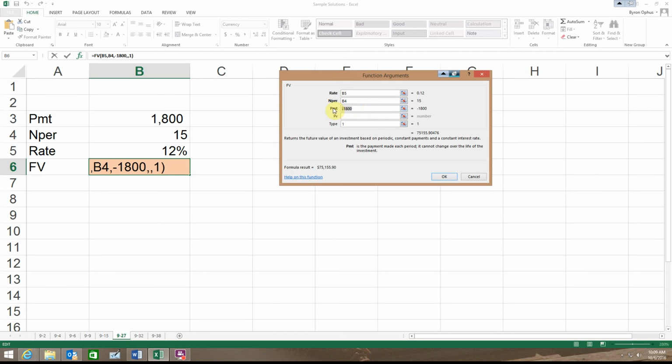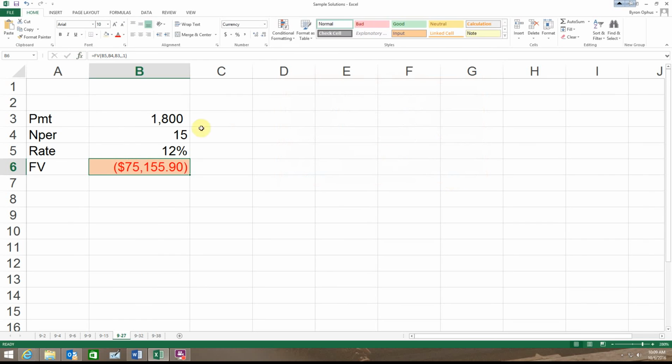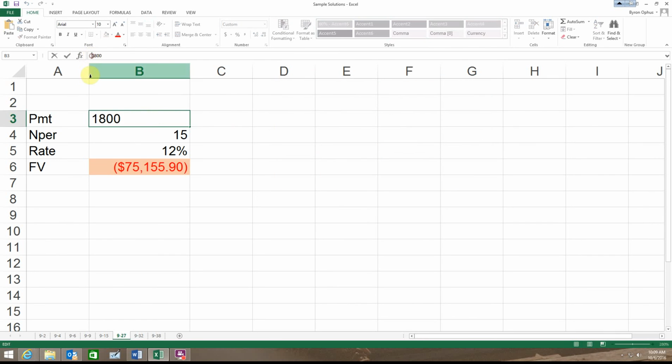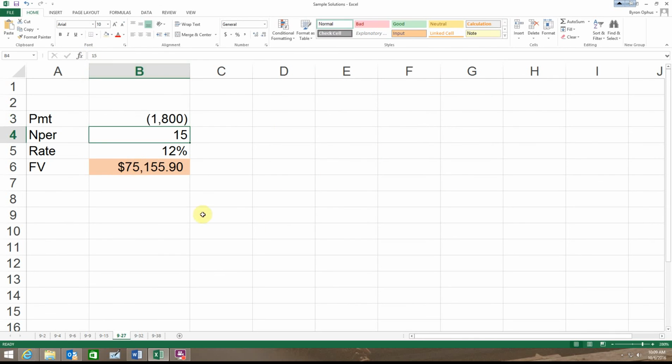Let's get rid of that. We'll do this, and we'll hit OK, and then we'll come here and we'll change this to a minus and get her back to where it should be. So again, this is really important.